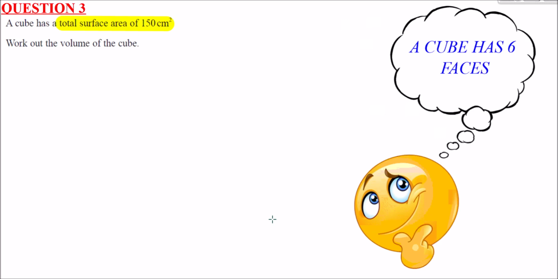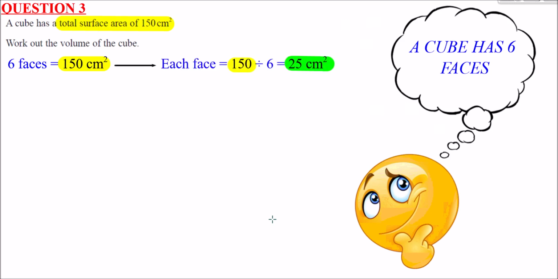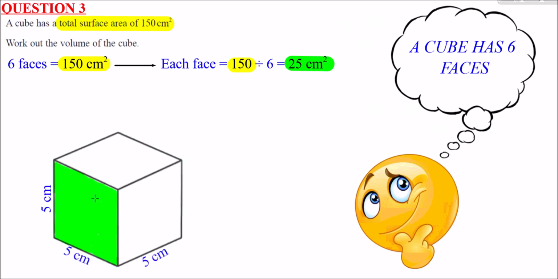So let's think about how that can help us. That means that 6 faces in total add up to 150 square centimeters in area. So, therefore, dividing by 6, each single face must be 150 divided by 6, which gives us 25 square centimeters. If we now consider a sketch of a cube, you don't have to, but I'd suggest it might make it easier, then we can picture it like this.